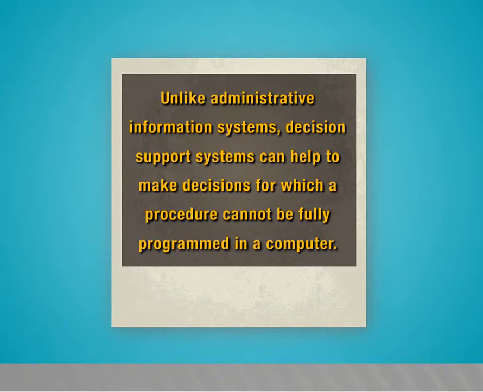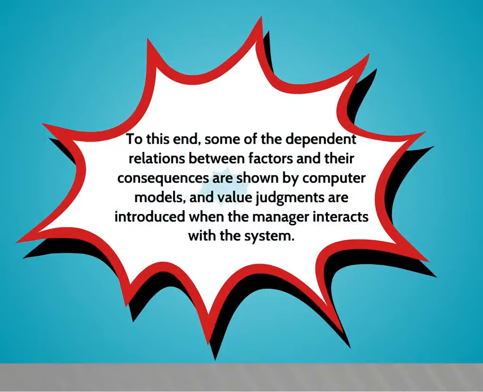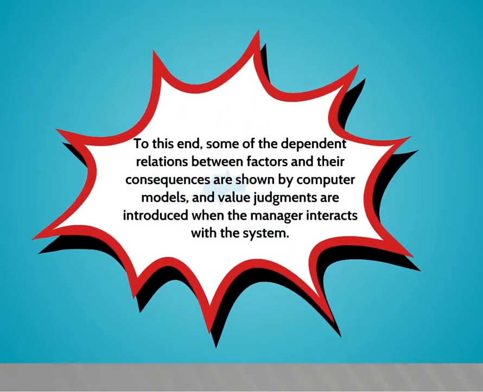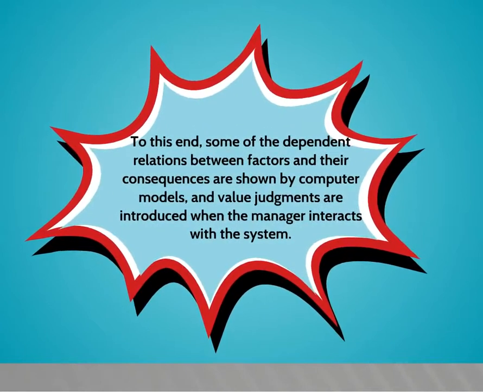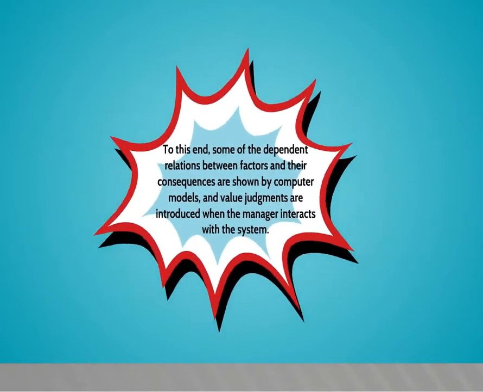Unlike administrative information systems, decision support systems can help to make decisions for which a procedure cannot be fully programmed in a computer. To this end, some of the dependent relations between factors and their consequences are shown by computer models, and value judgments are introduced when the manager interacts with the system.